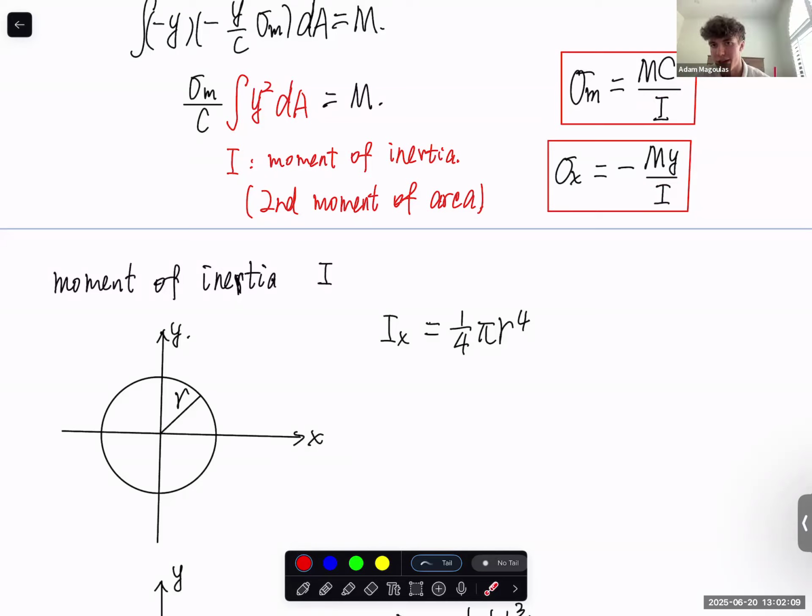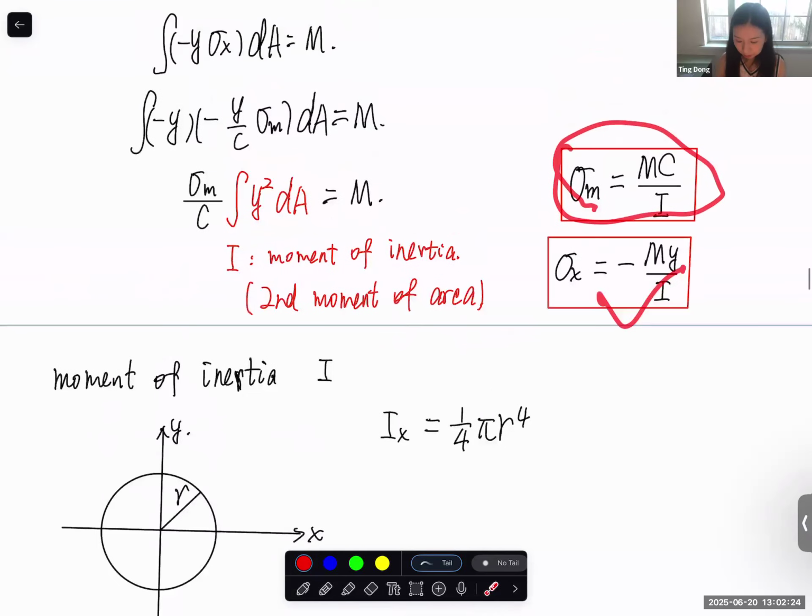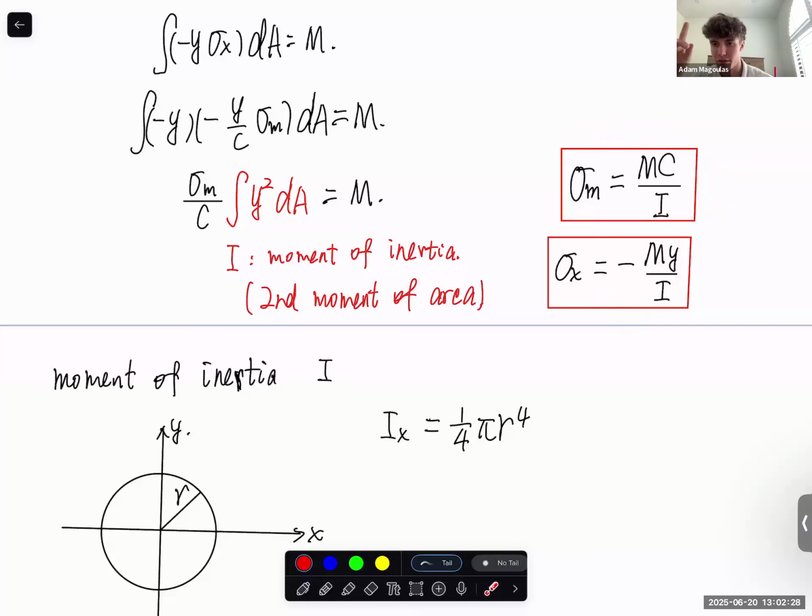Okay, and c is the maximum y distance that we can have, correct? Yes. There's no negative, it's the magnitude. The first equation is purely magnitude. The second equation considers tension and compression. So basically, it's compression when it's above the neutral surface and tension when it's below. Yes. Okay, I understand. Thank you. You're welcome.